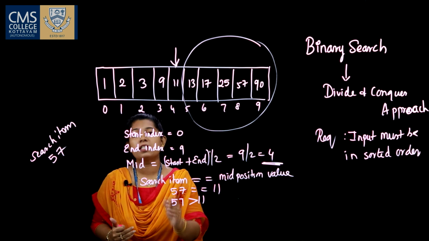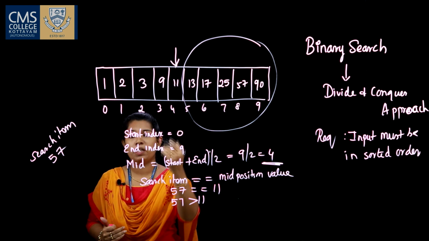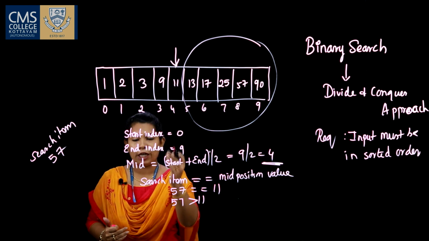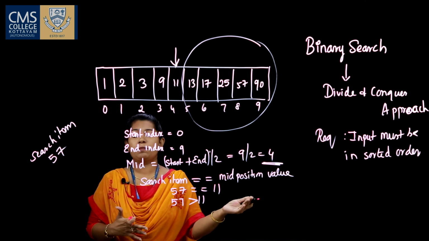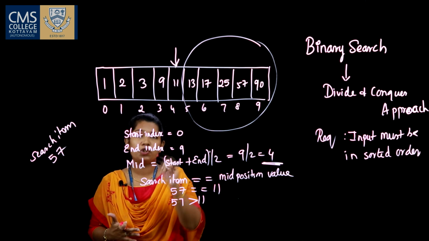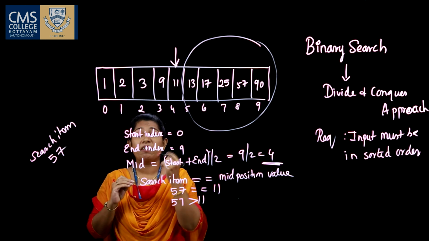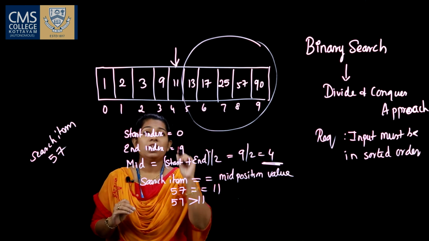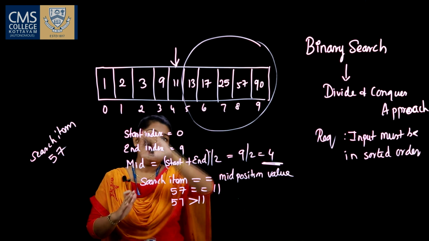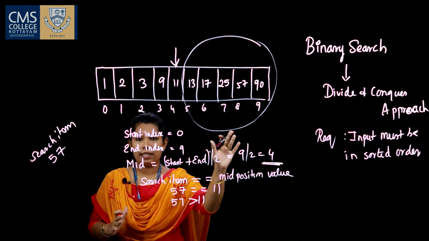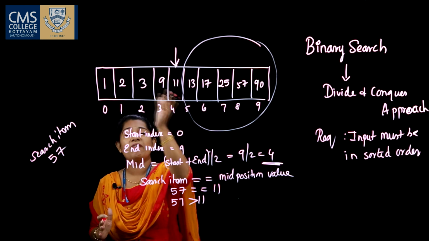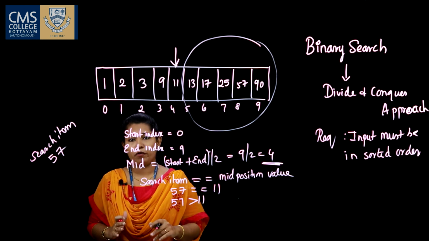You find the midpoint, you will compare the search item with the midpoint value. If it is matching, then you can display the position. If it does not match, then you will check whether the search item value is greater than the mid position value. If it is greater, then definitely your search item will be available in the second half of your list. If it is less, then it will be available in the first half of your list.